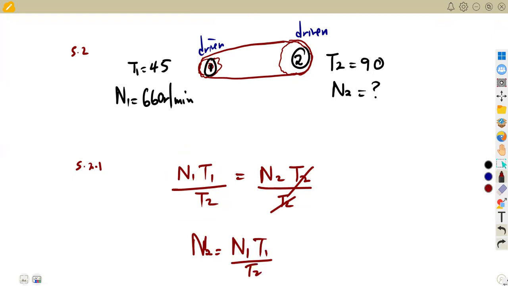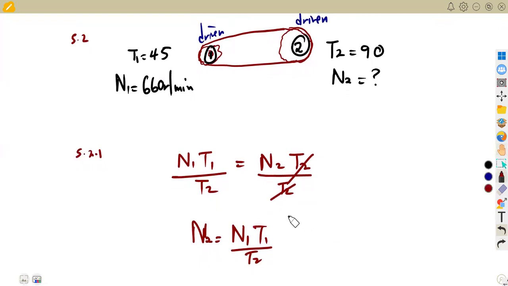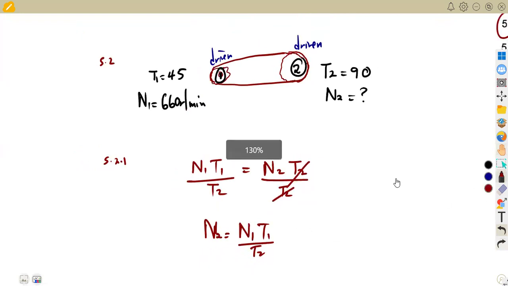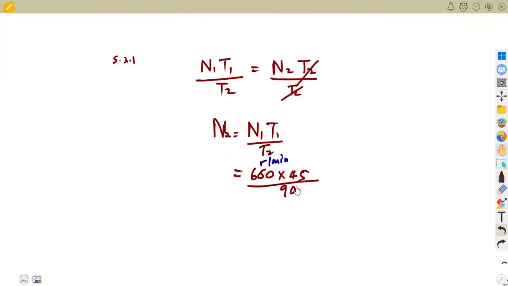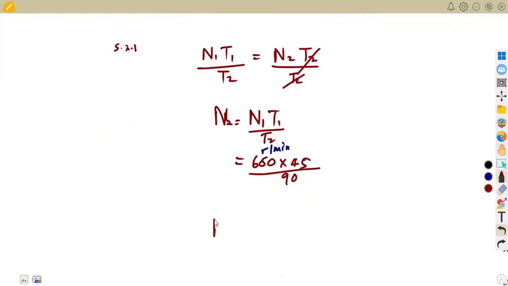So it's just a substitution that you're making in this case. You're just substituting the values that you're given, which is N1 in revs per minute. That's 660. Take note, it is in revs per minute, so it means our answer is going to be in revs per minute, right? Times T1, which is 45, over T2, that's 90 in this case. So that means we are going to obtain N2, which is the speed.